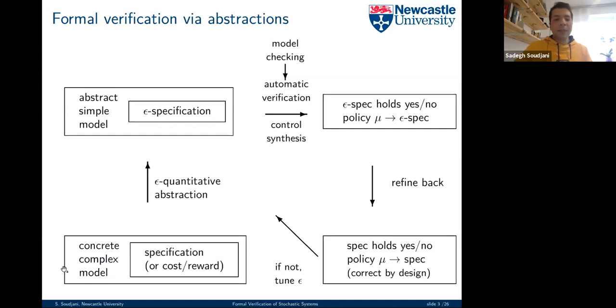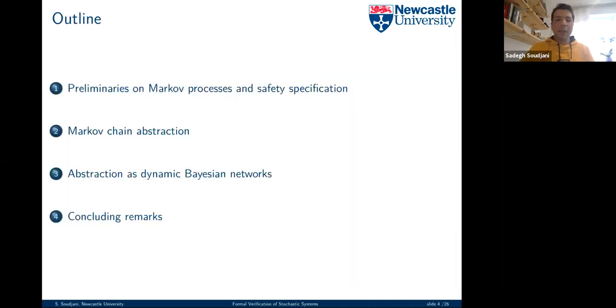So in today's presentation, I will discuss stochastic difference equations. And here for the simple model, I will discuss two candidates. One is Markov chains, and the other one is dynamic Bayesian networks. And I discuss how this epsilon can be quantified when we simplify and abstract the model.